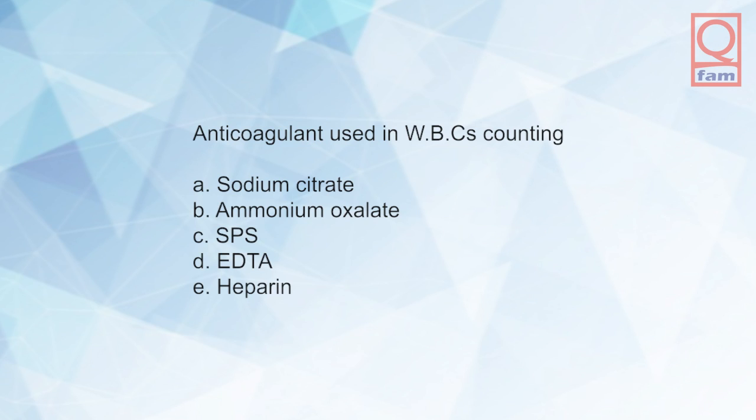Anticoagulant used in WBC counting? A. Sodium citrate. B. Ammonium oxalate. C. SPS. D. EDTA. E. Heparin. The answer is D. EDTA.